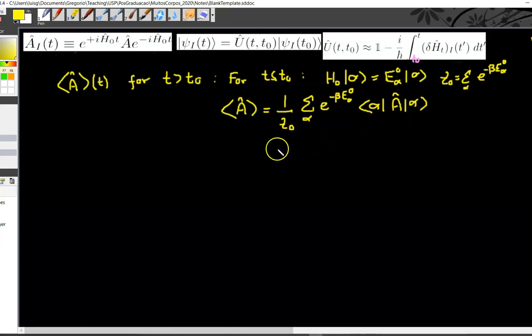Notice that even if I have, say, a time less than 0, let me write this in the Schrödinger picture. And this is, okay, this is the equilibrium value.